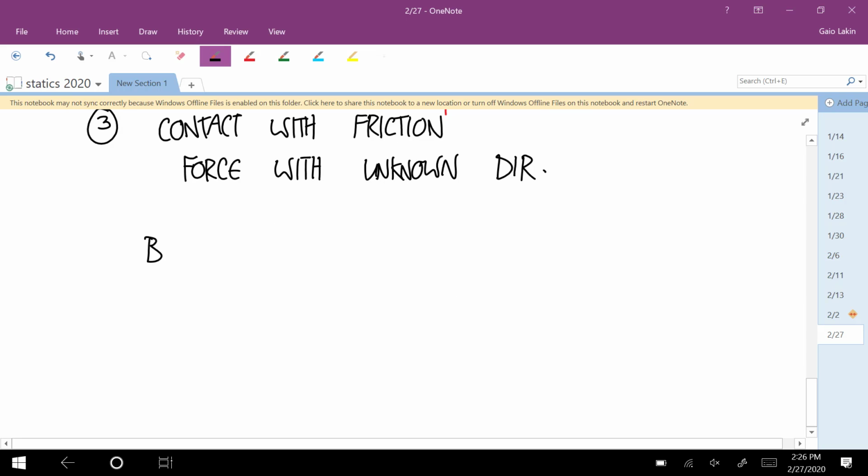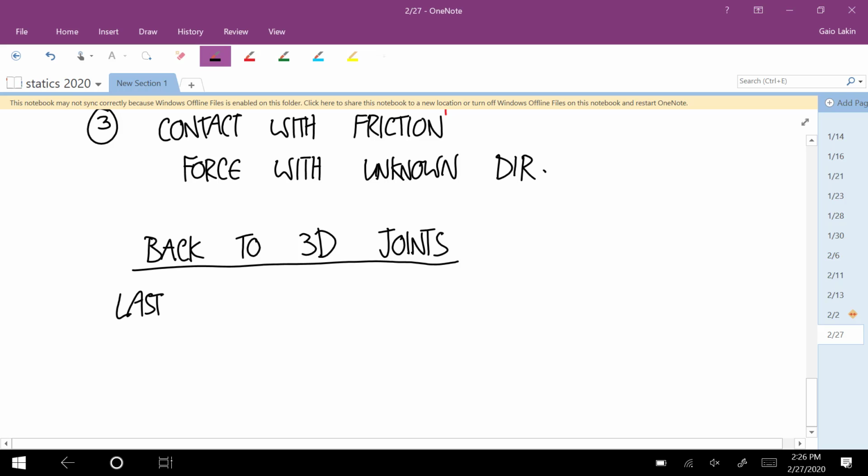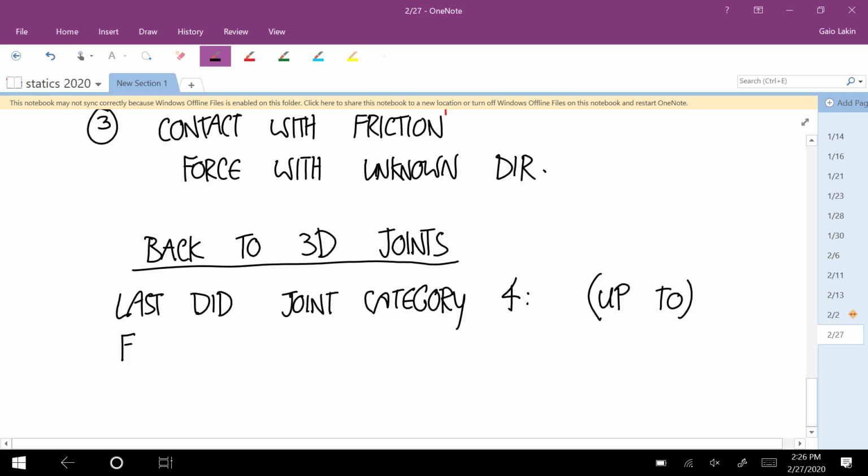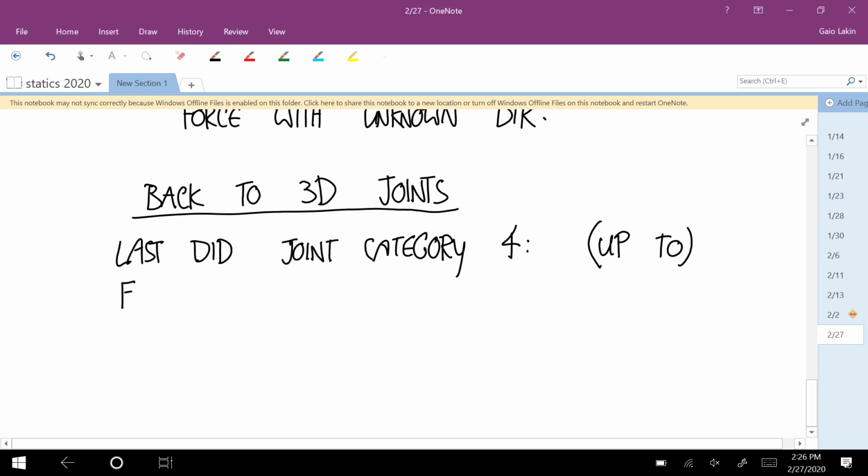So back to 3D joints. The last one we did was joint category 4. And what that means is that up to 4 variables are introduced into Newton's laws. This is sort of a weird one. Actually, 5 works kind of exactly like this too. So up to 4 variables introduced into Newton's laws.